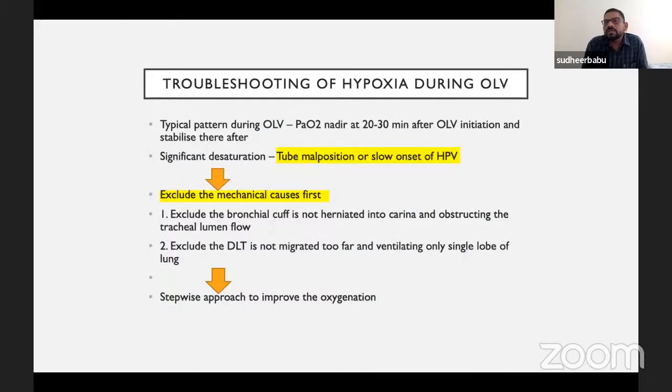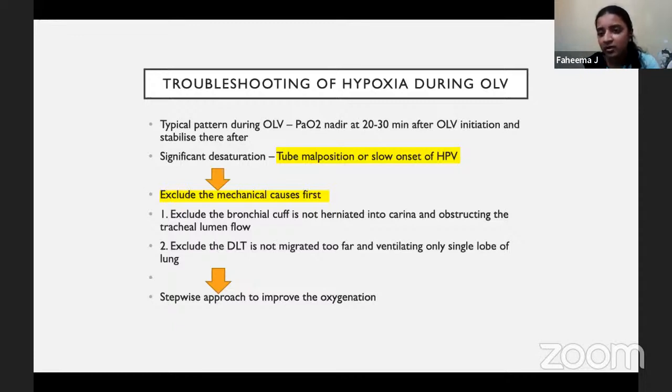So how do you troubleshoot hypoxia during one lung ventilation? When desaturation occurs during one lung ventilation, if it is a severe desaturation, we have to resume two lung ventilation with 100% FiO2, and then we have to rule out certain factors like malposition of the double lumen tube, kinking of the tube, any bronchospasm that could have occurred, any secretions or blood clot which could have blocked the airway, and low cardiac output. All of these have to be ruled out first. And if these have been ruled out, then we can guess that the desaturation is because of a shunt.